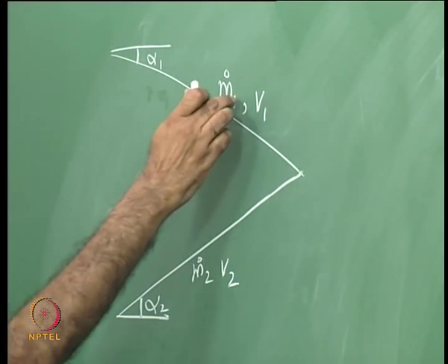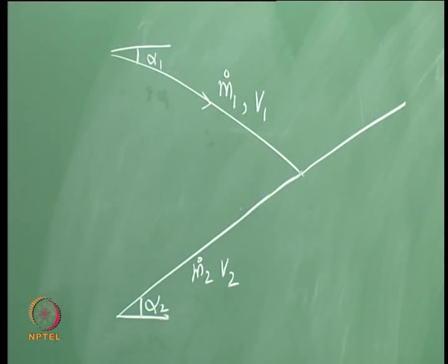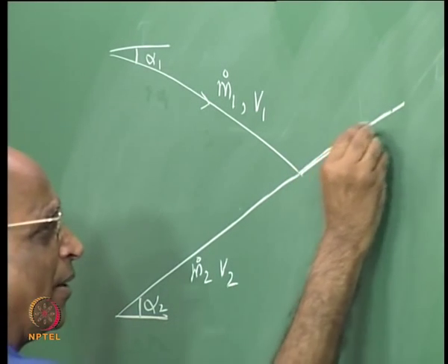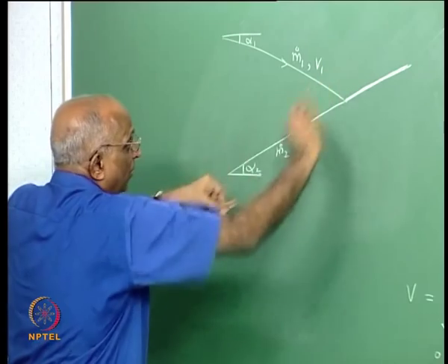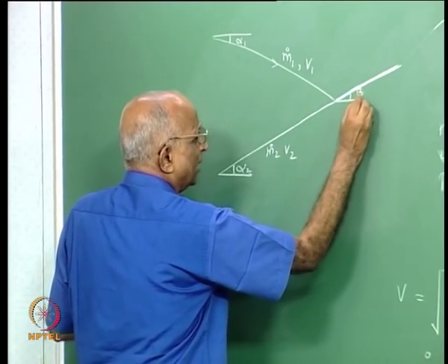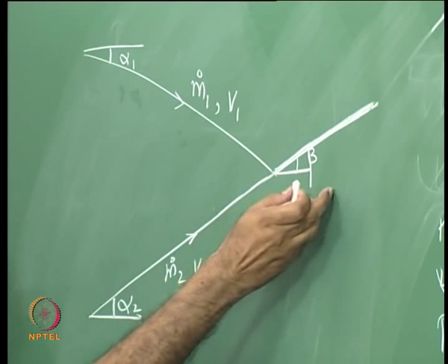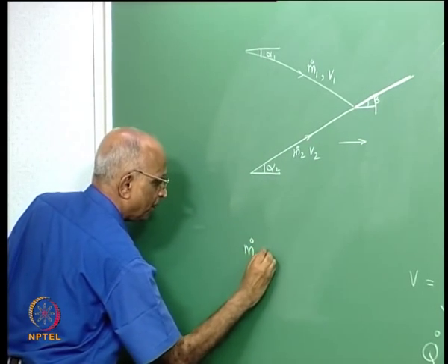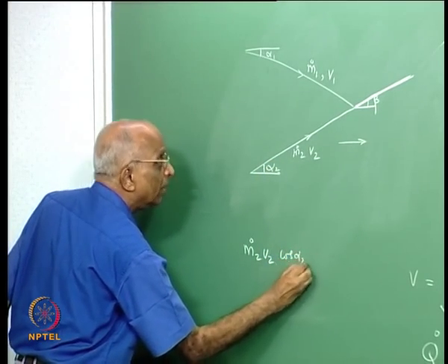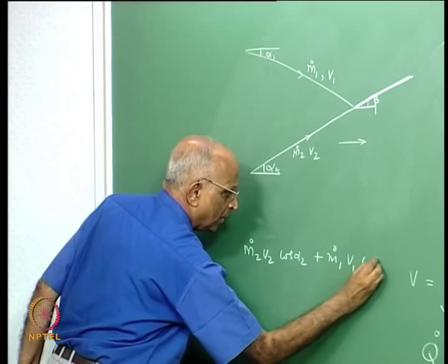Now, depending on the rate of change of momentum, I get a force here. And I can make this jet at any angle I want. How do I do that? The resultant jet, or the resultant fan or sheet which is formed, when the two are impinging, I get a pressure, I get a sheet over here. It could be at any angle I want, and this angle beta will depend on the momentum and these angles. Supposing I want to determine this angle, the rate of change of momentum in the axial direction is equal to m2 dot v2 cos alpha 2, which is also in the same direction, plus m1 dot v1 cos alpha 1.